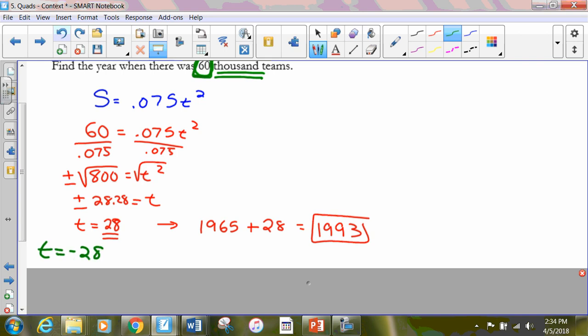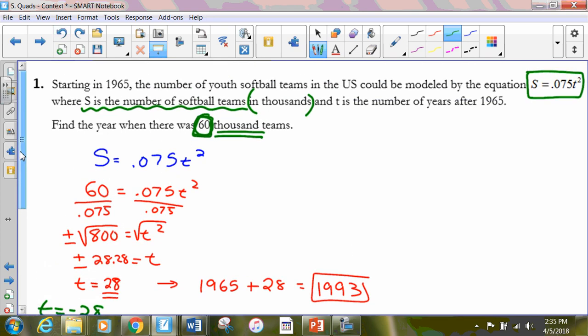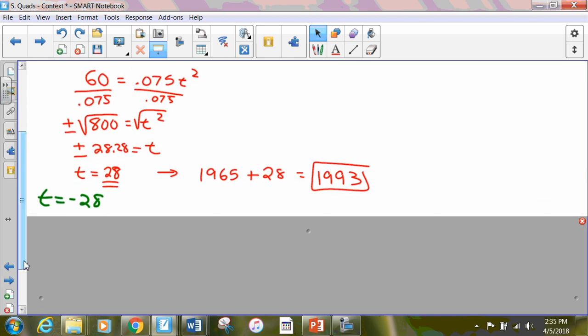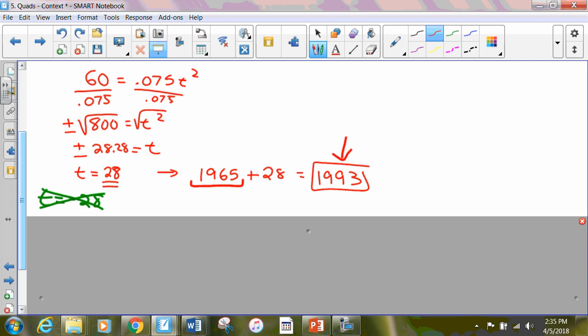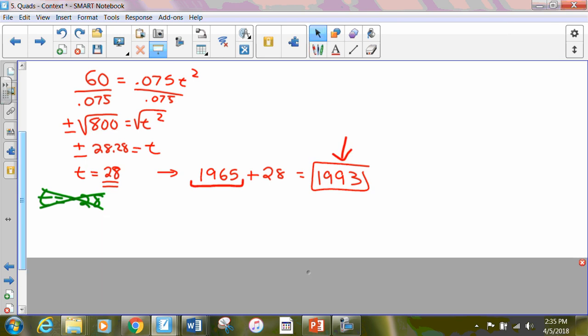When I get to the answer, each time with these problems, I have to stop and go back up and see, wait, what was t anyways? Let's see, t is the number of years after 1965. So if t is time, and I have negative 28 for time, time can't be negative, right? So time only has the positive option. So if t is 28, I'm also tempted to just stop there and say, yay, I've got my answer. But I have to remember, t stands for the amount of time in years after 1965. So I go ahead and add 28 to it, and there we go. There's my answer, 1993.